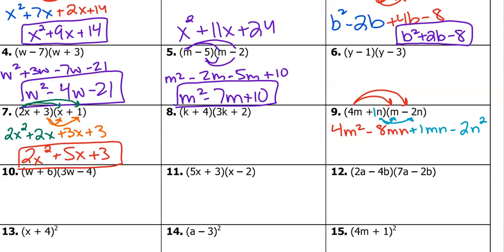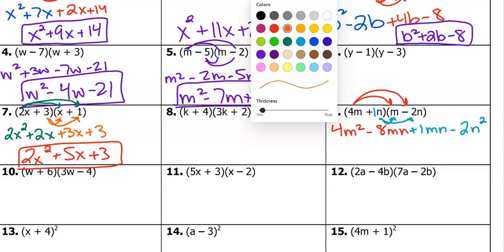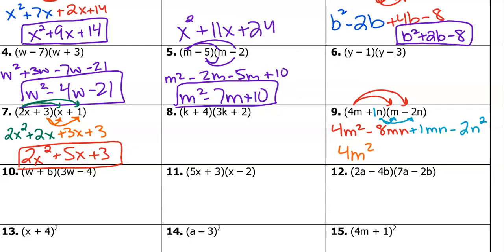You got to add -8 and 1. Those middle pieces, they're still like terms, right? They both have an m and an n. So we are going to put those two together. -8 plus 1 gives us -7.